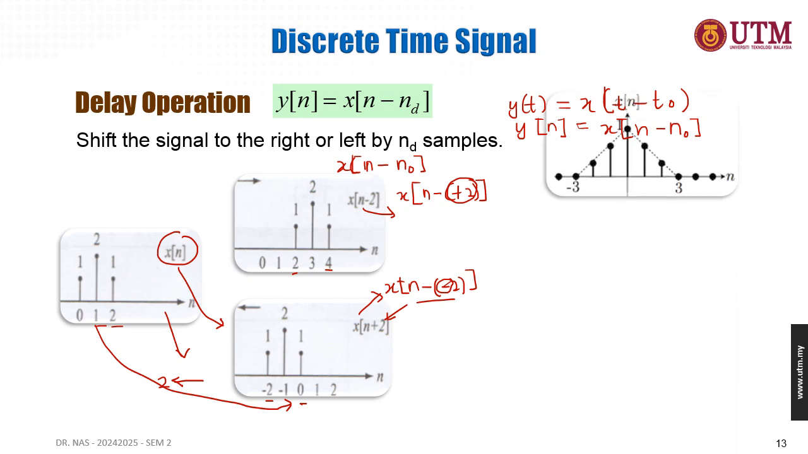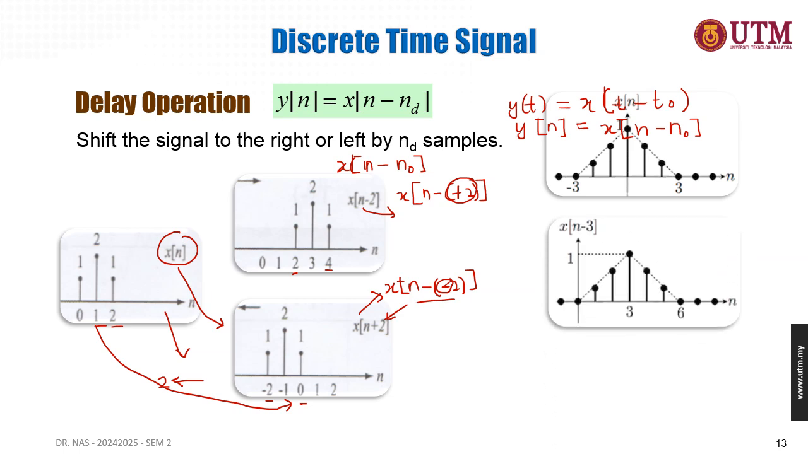Okay, another example. When you have x[n], the signal can be shifted either to the left or to the right. Again, compare with the general equation, x[n - 3]. So the signal is shifted to the right by 3, and everything moves to the right by 3.